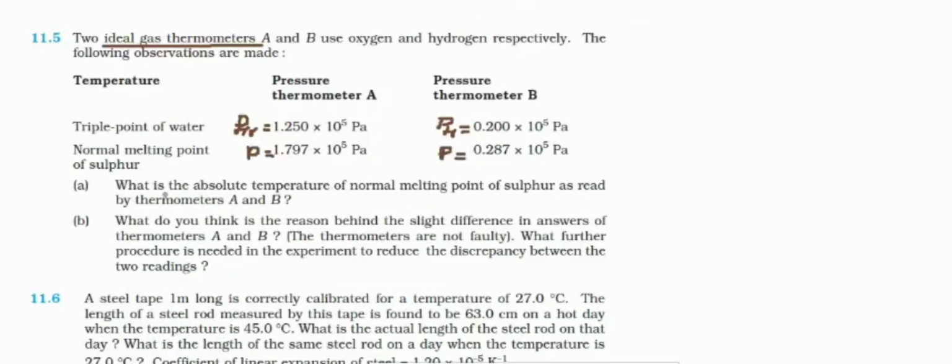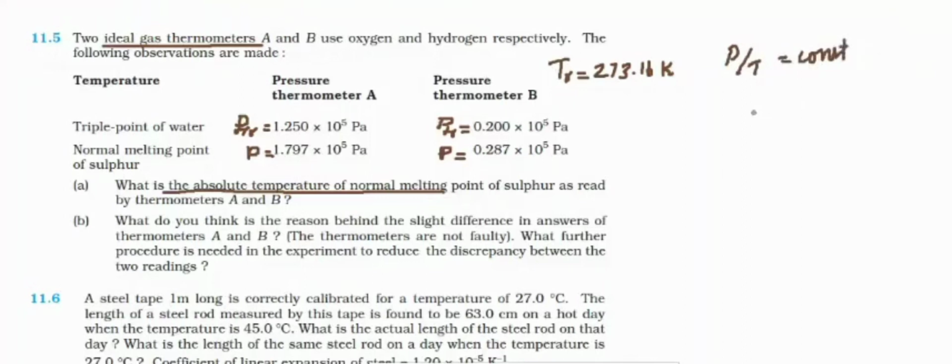And what is the absolute temperature at normal melting point? And triple point, we know the triple point TR is equal to 273.16 Kelvin. Now here we apply the law of volume, that is P proportional to T, or P by T equal to constant when volume is a constant. P by T is a constant.